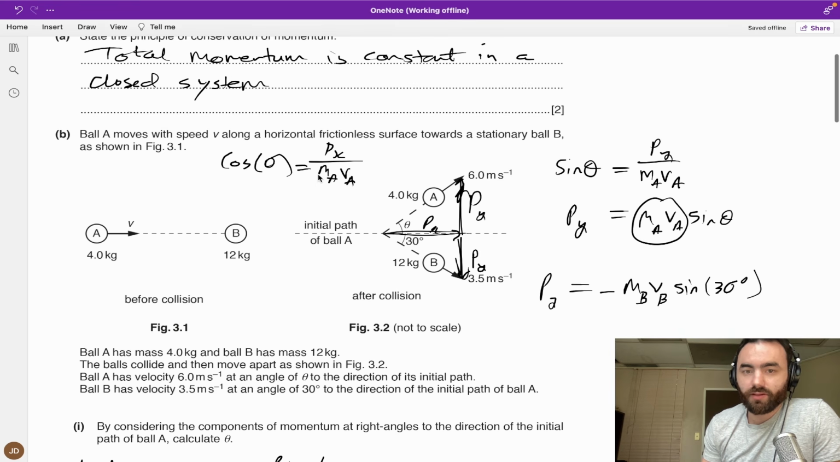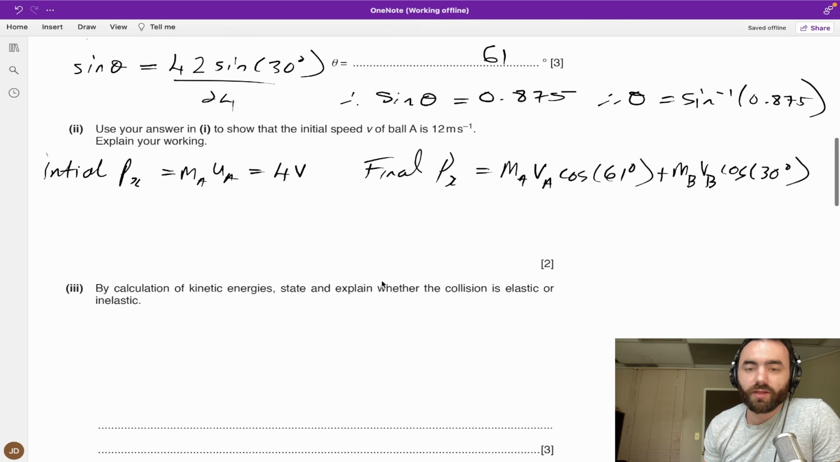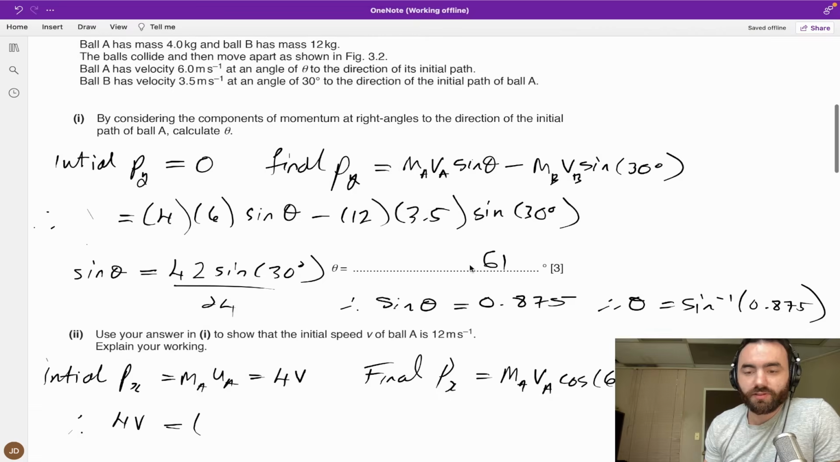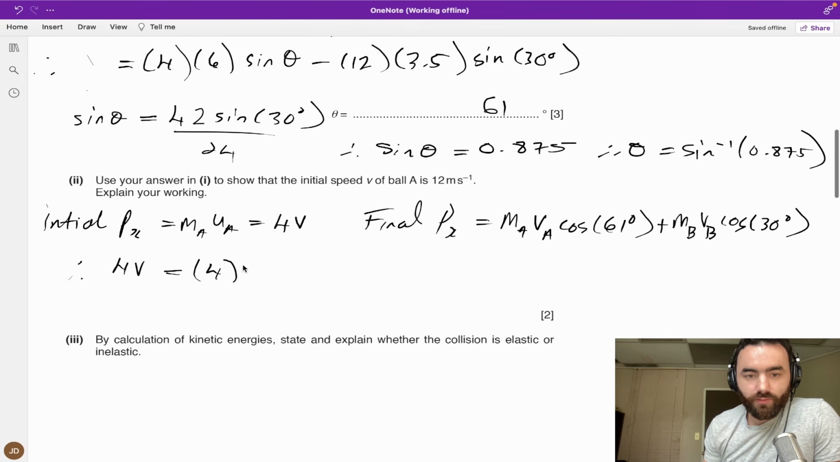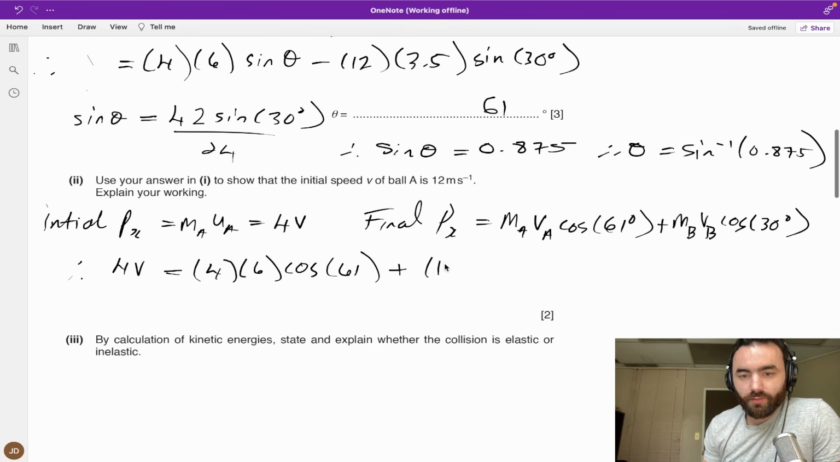Right, you rearrange that, you get MA VA times cos theta. Same for that as well. So therefore we get 4V equals this. The mass of A is 4 times 6, the velocity of A, 4, 6 cos 61, plus the mass of B, 12 times 2.5, times 3.5 cos of 30 degrees.